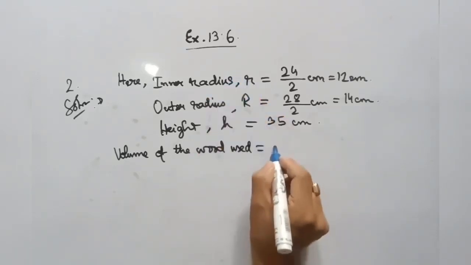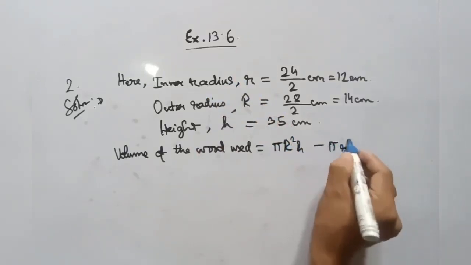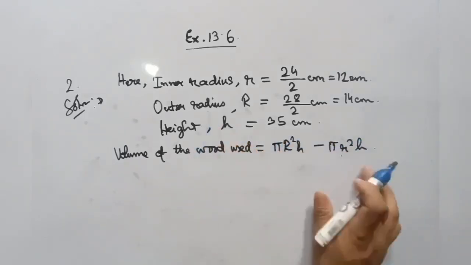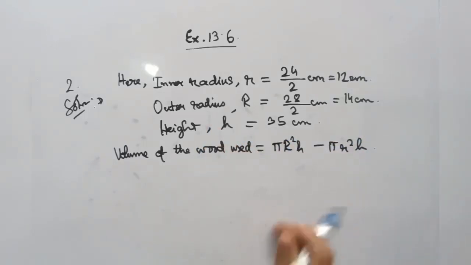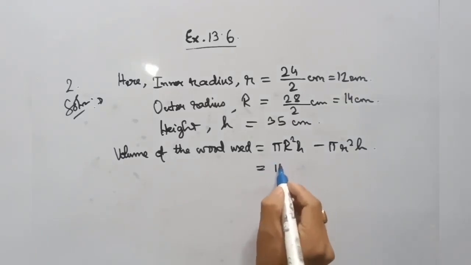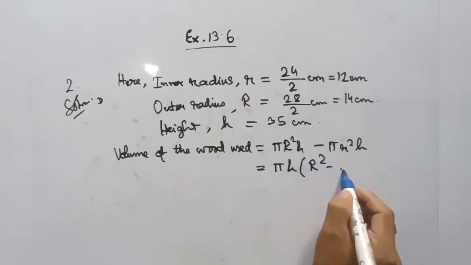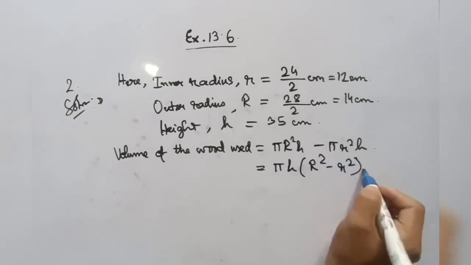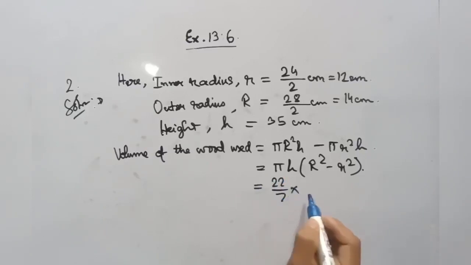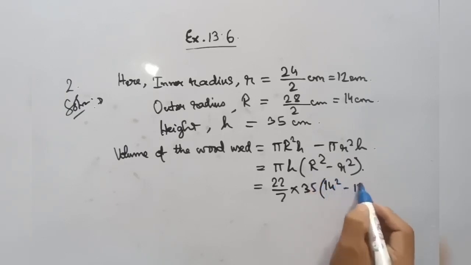So that will be equal to pi capital R square h minus pi small letter r square h. This is the volume of the pipe for the outer radius, and this is the volume of the pipe for the inner radius. And the difference between these two will be the volume of the wood used. Then we take pi and h as common, so within bracket will be capital R square minus small letter r square. This will be equal to the value of pi is 22 by 7, h is 35, capital R 14 square minus 12 square.